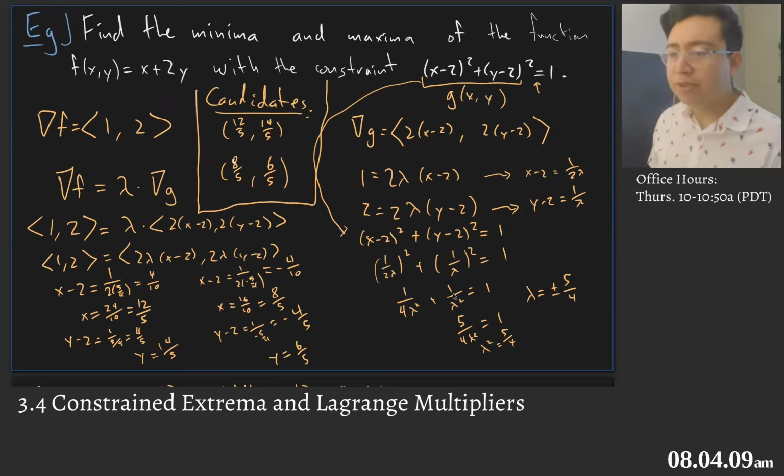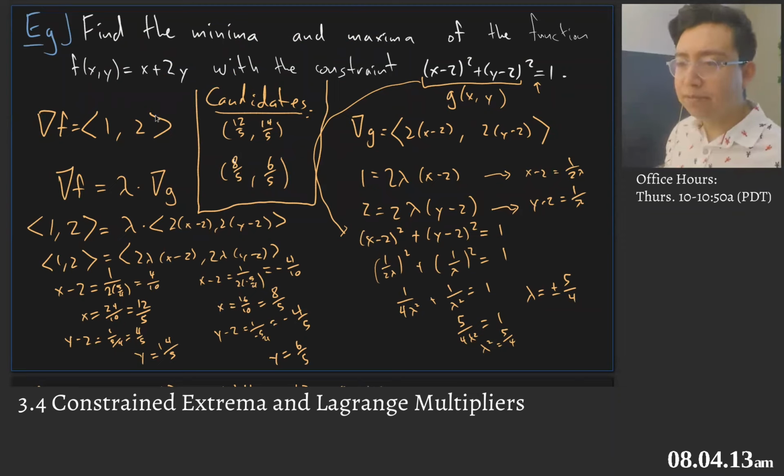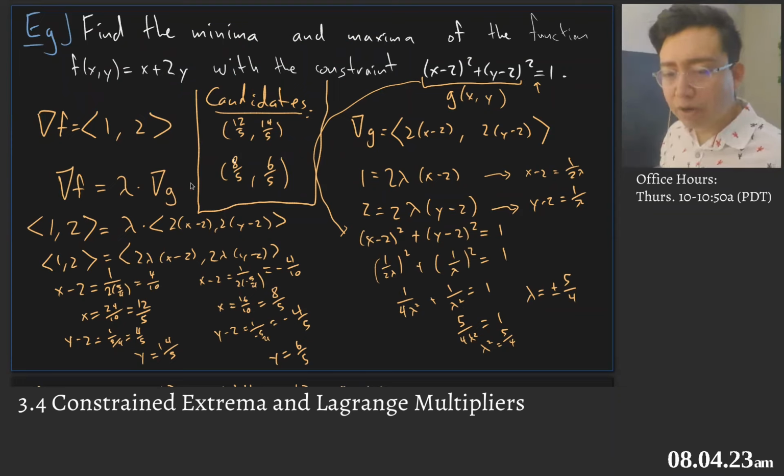But what I wanted to do today is explain a little bit more, with this problem in particular, what is going on in the picture. Can I draw a picture of what's going on with this, kind of explaining more conceptually why the method of Lagrange multipliers works? So first of all, let's talk about this function here.